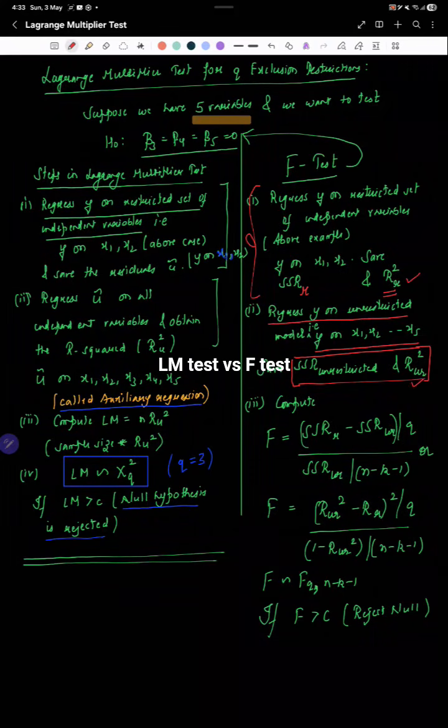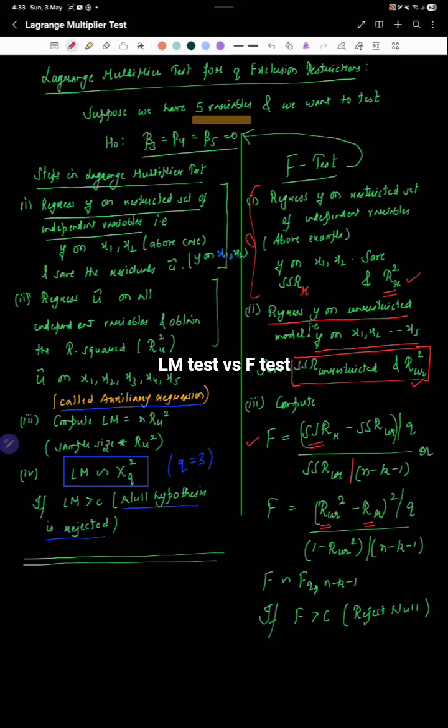Okay. In the third step, calculate the F statistic as F is equal to SSR of restricted minus SSR of unrestricted, divided by small q, and the whole thing is divided by SSR unrestricted divided by n minus k minus 1. These are the degrees of freedom. You can calculate the F statistic with the help of SSR as well as the R squared from the restricted and unrestricted models.